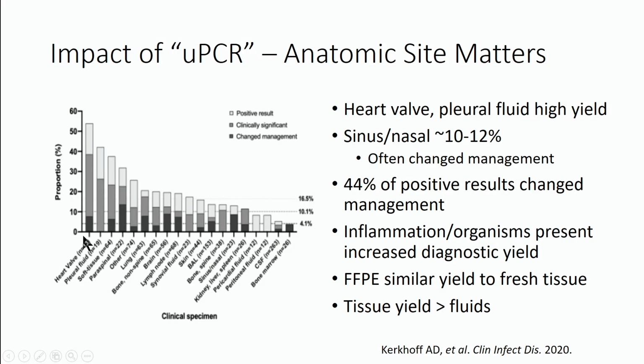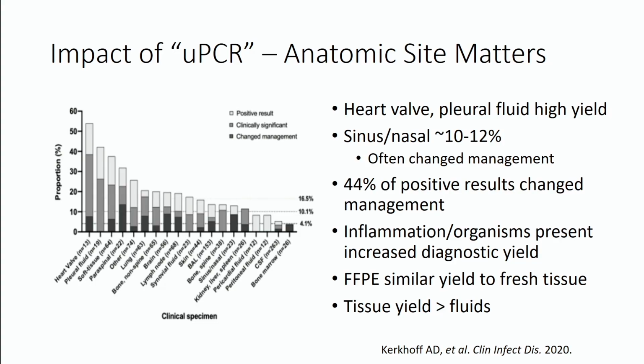I think this is probably more to do with what's most likely to be infected as opposed to anything intrinsic to the tissue. So this is concordant with our anecdotal sort of sense in our lab, but heart valves tend to be pretty high, have high diagnostic yield, also pleural fluid. Interestingly, in this data set, sinonasal specimens only had about a 10 to 12% diagnostic yield, but most of those results changed management. So the study only looked at positive results, and of those positive results, about half changed management.